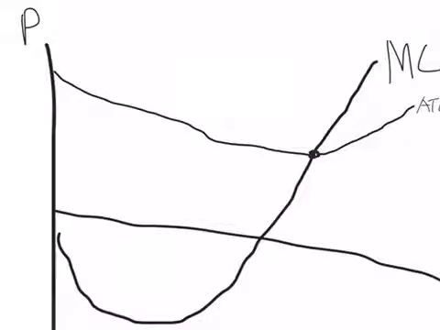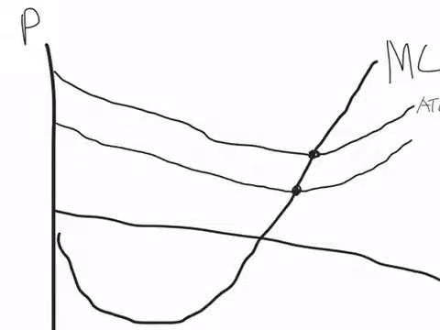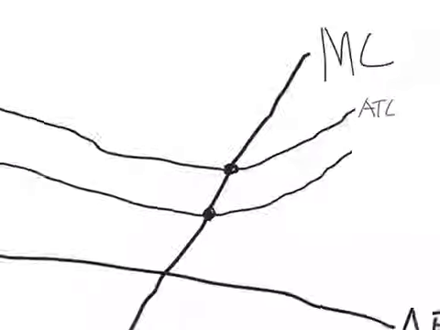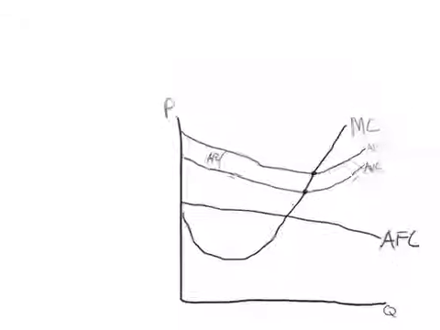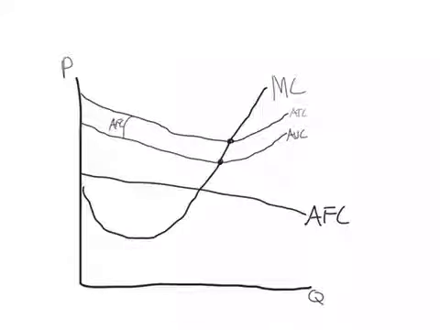And then average variable cost would kind of follow the same path, and it would go down until it hit the point on the marginal cost curve again, and then it would go up again. It would get closer to the average total cost curve, but it would never actually hit it because of fixed cost. So this is average variable cost. And this gap right here actually is average fixed cost, just like down at the bottom. So that is a short run graph.